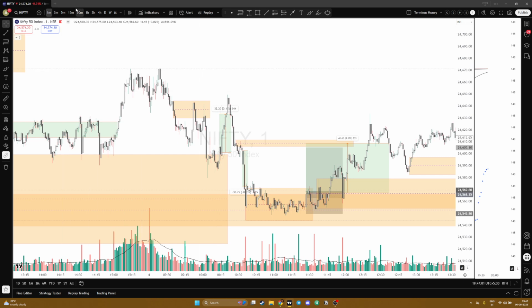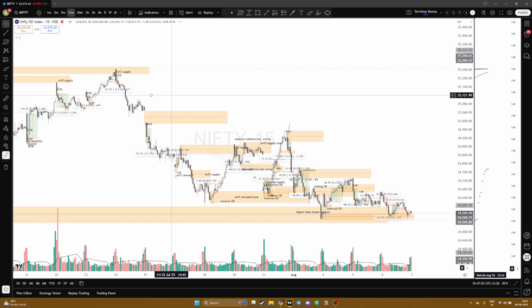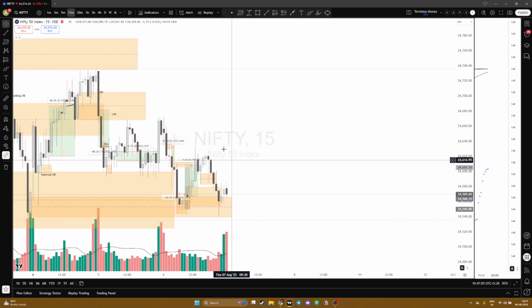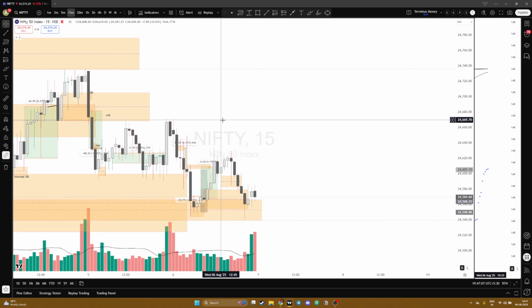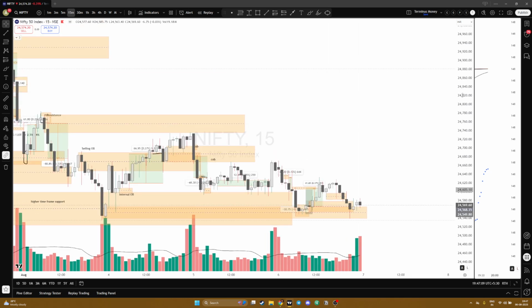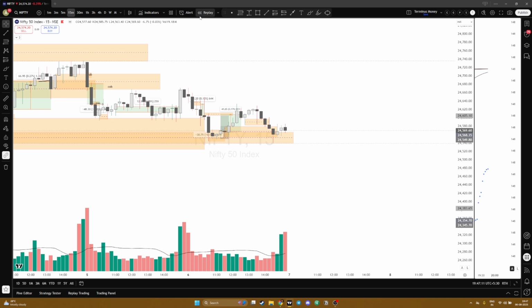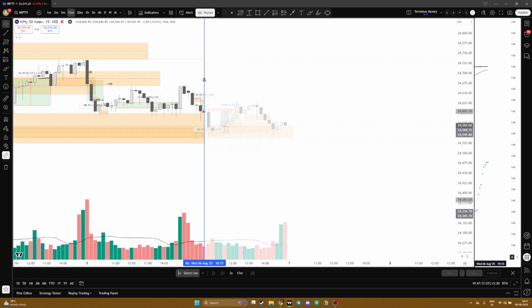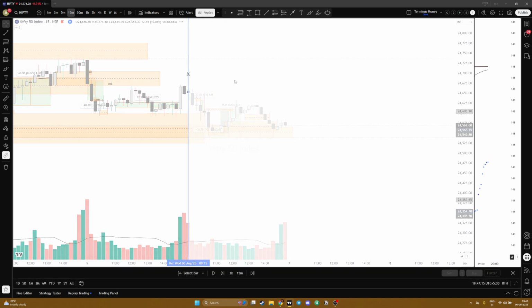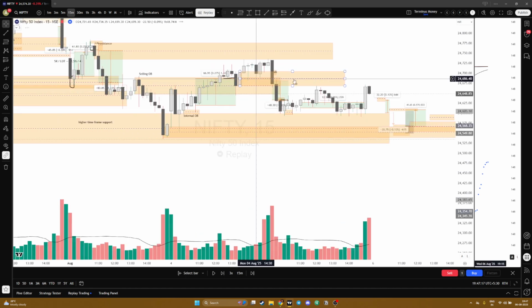Let me just dive right into the point. I'm in the higher time frame, the 15 minutes frame, and let's determine the bias for today. If I just hide all the candles, that's it.